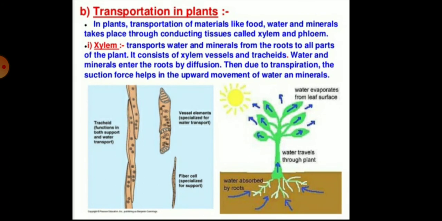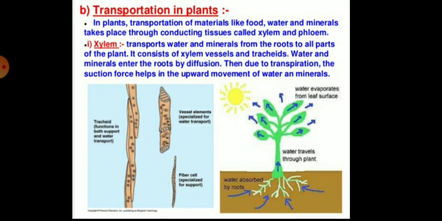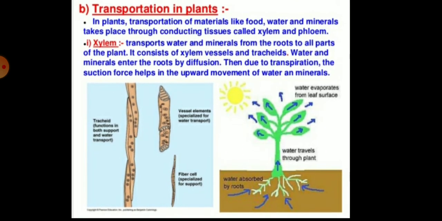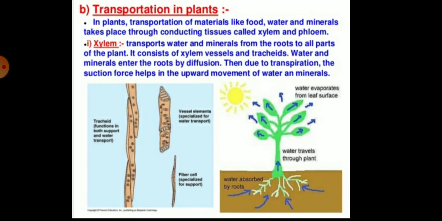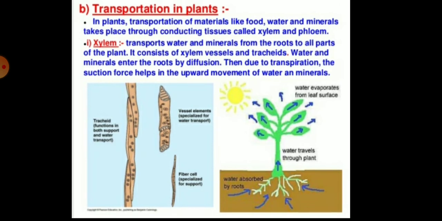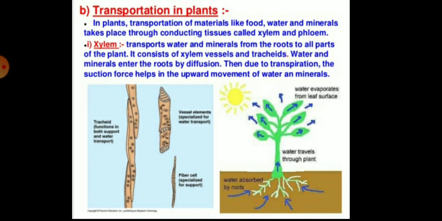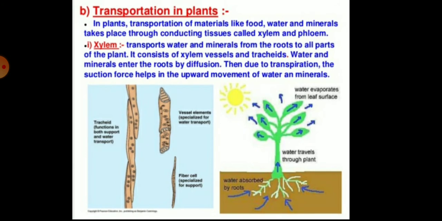Xylem is divided into tracheids, vessels, xylem parenchyma, and xylem fibers, and phloem is divided into sieve tubes, companion cells, phloem parenchyma, and phloem fibers. So, children, what happens in the xylem? The transport of mainly water and minerals from the roots to all parts of the plant occurs.